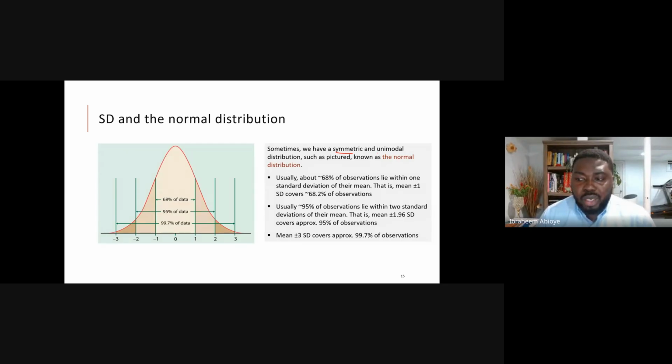And it's unimodal. I have not said that. A unimodal distribution means that it has one mode. This is the mode. If you have a normal distribution, the mean, the median, and the mode are the same. Then the distribution is symmetric like that.